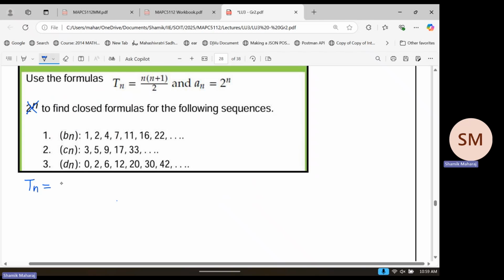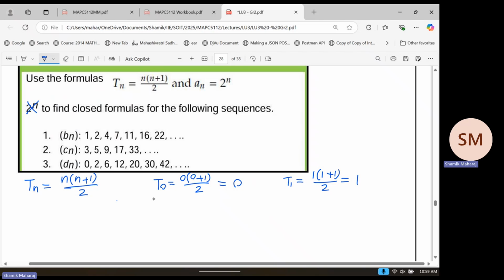So Tn here is given by n times (n plus 1) over 2. Let's work out a few elements. T0 is given by just plugging 0 into the formula. That becomes 0 times (0 plus 1) over 2, which is just 0. T1 is plugging 1 into the formula, which is 1 times (1 plus 1) over 2. The 2 over 2 will cancel out and you're left with 1.